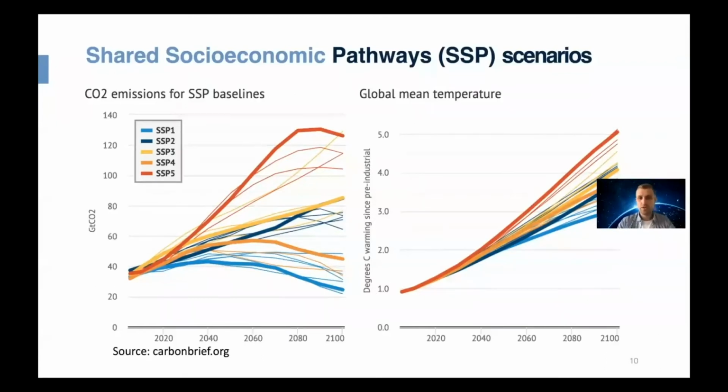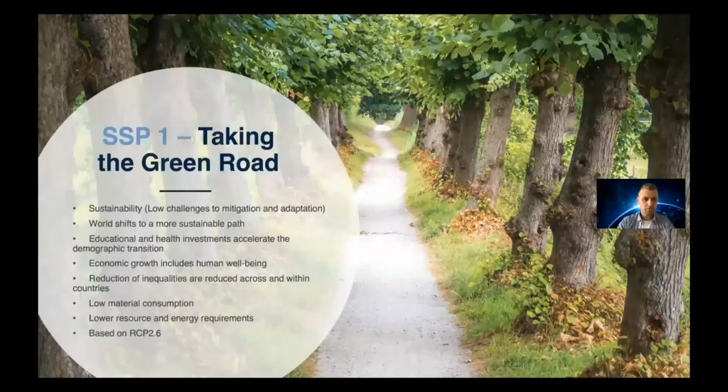So let's talk about the SSPs in detail, individually. SSP1, again, is a scenario that is all about sustainability. The world shifts to a more sustainable path, and the growth in economy includes human well-being. In general, there's a low material consumption and there are low requirements for both resources and energy.